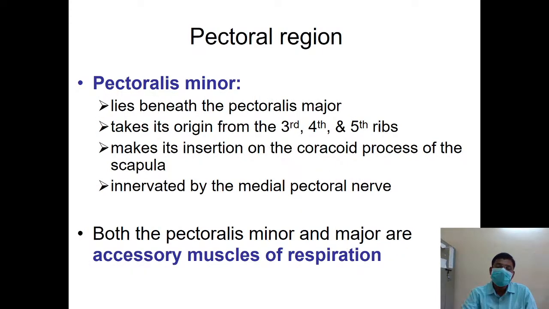The second muscle is the pectoralis minor. It lies beneath the pectoralis major. It takes its origin from the 3rd, 4th and 5th ribs and inserts on the coracoid process of the scapula, and it is innervated by the medial pectoral nerve. Please remember, both the pectoralis major and minor are accessory muscles of respiration.